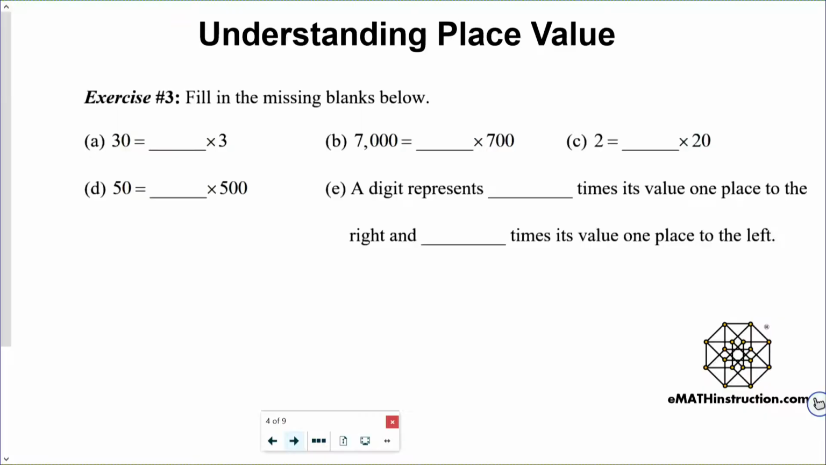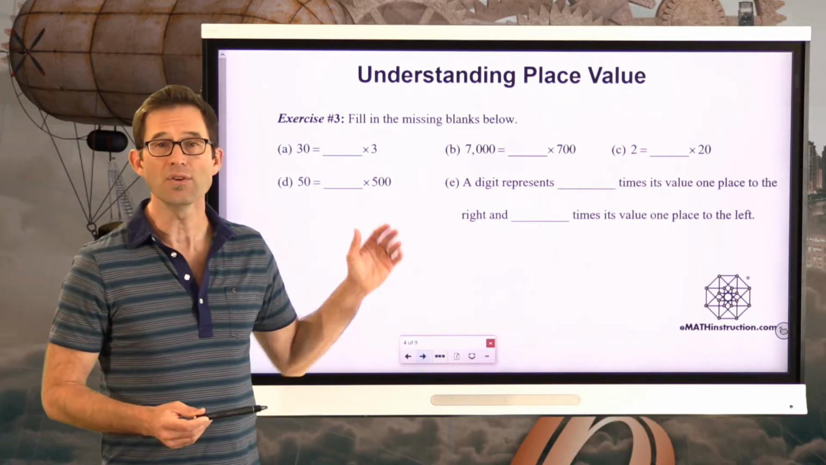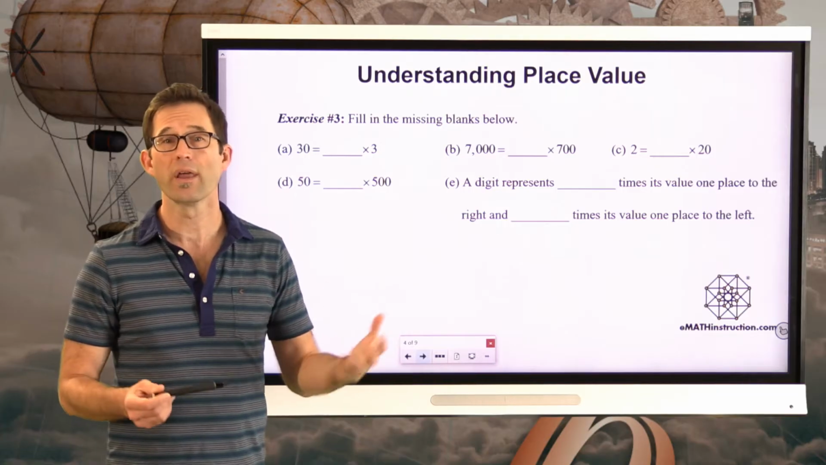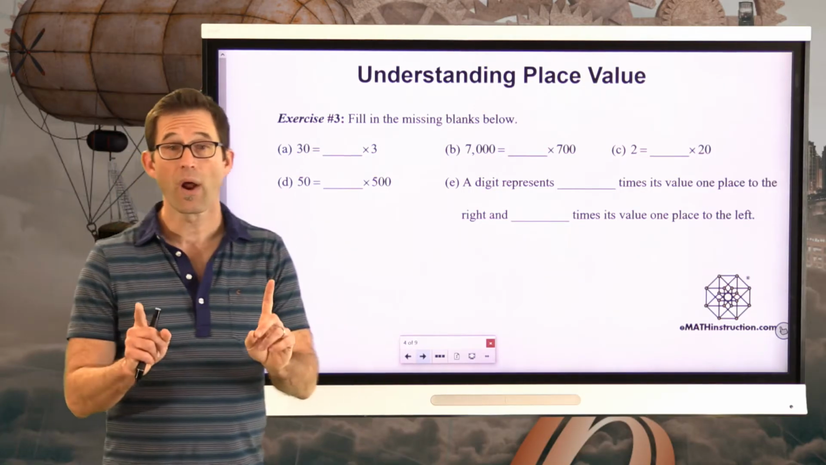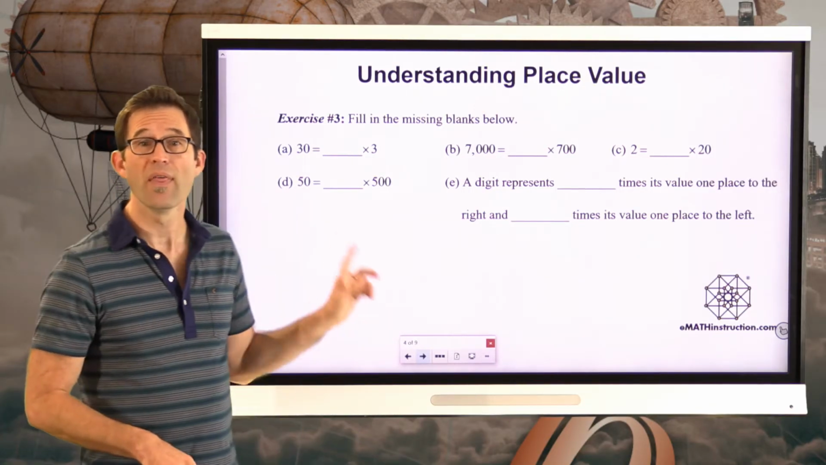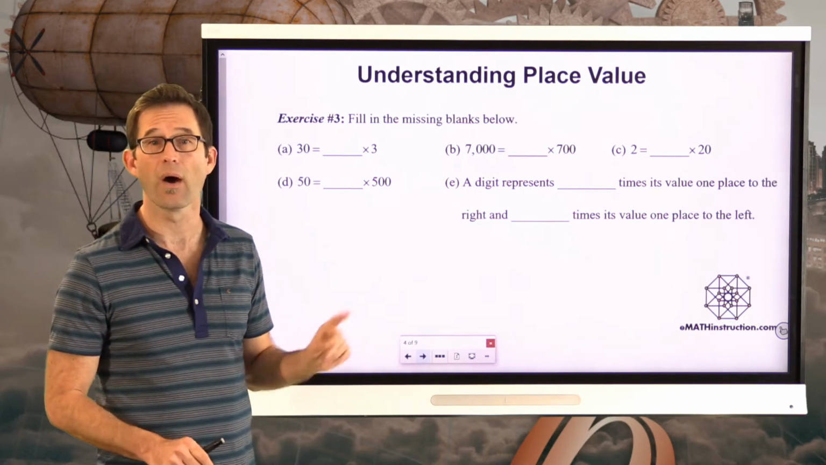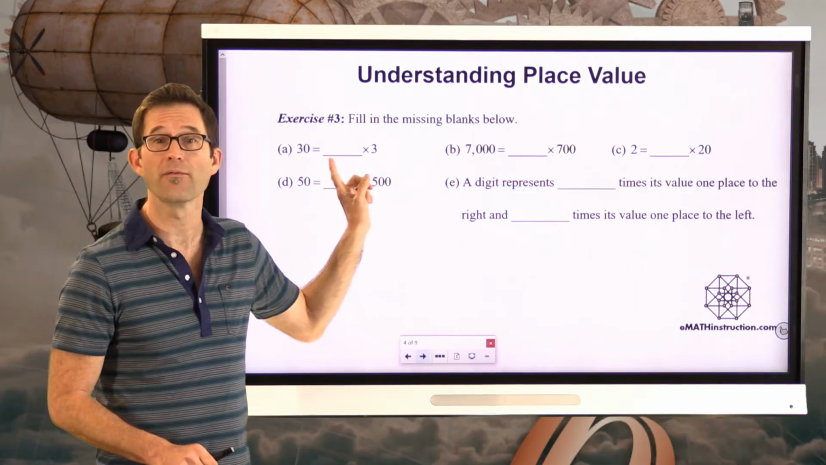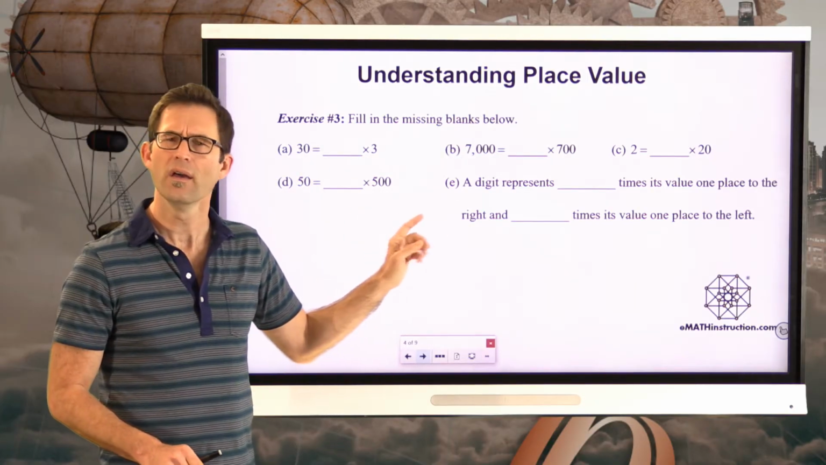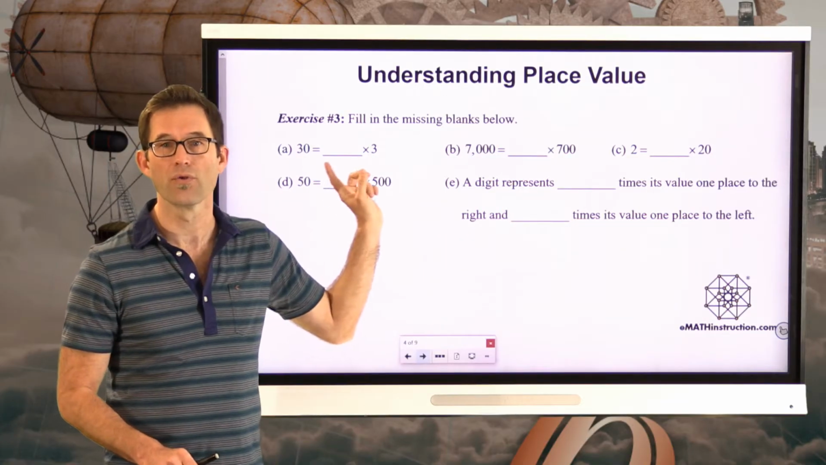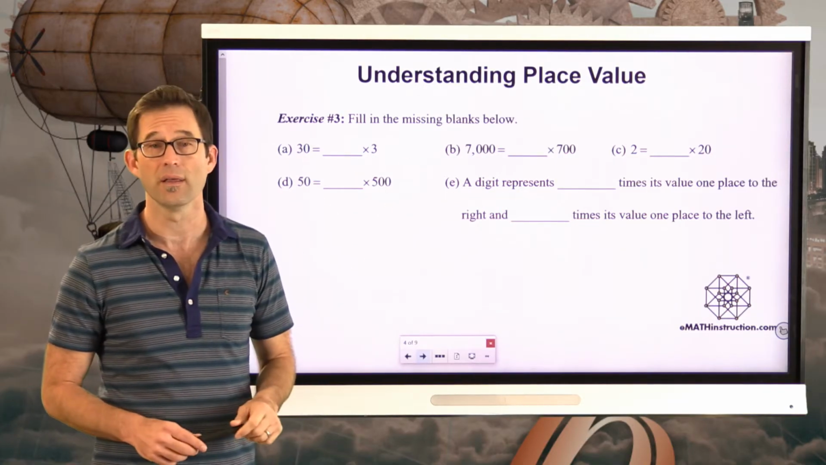Exercise number 3. Fill in the missing blanks below. In each one of these missing blank problems, we're going to write in a number. Maybe it's a fraction, maybe it's a whole number that makes these statements true. What I'd like you to do is pause the video now and see if you can figure out what to fill in for A through D. You can also take a look at letter E, but we'll talk about that one together once we go through A, B, C, and D.